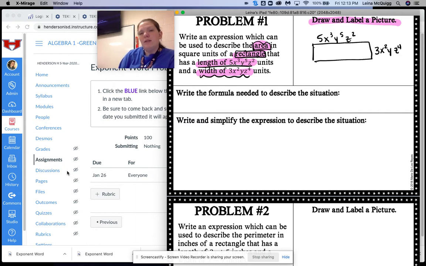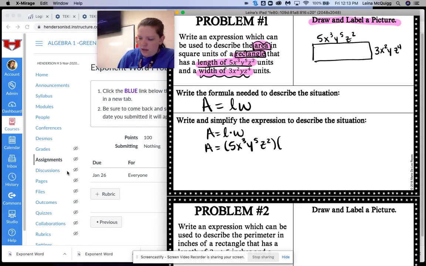Okay, so first, write the formula needed to describe the situation. So how do we find area of a rectangle? Well, area of a rectangle is area equals length times width. And now we want to write and simplify the expression to describe the situation. So area equals length times width. So area equals, my length is 5x cubed y to the 5th z squared. And I'm multiplying that by my width, which is 3x squared y z to the 4th.